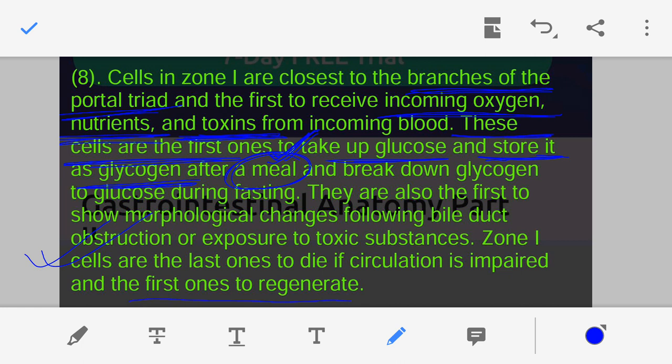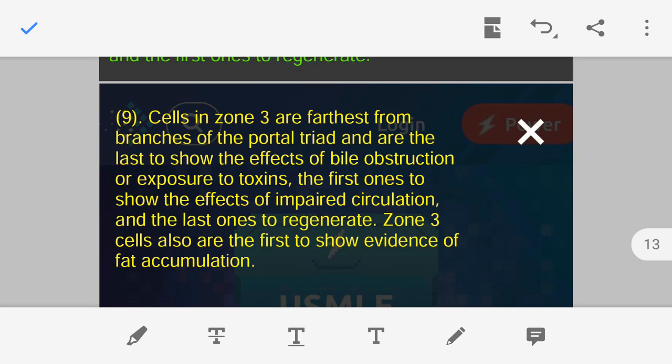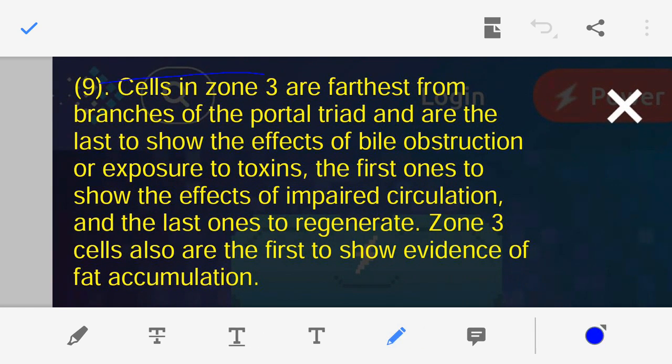And first one to regenerate. So when the normal blood circulation is established, they are again going to regenerate. That is the meaning of this 8th point. So this 8th point is about the characteristics of zone 1 cells. Now moving on to the 9th point. Here in this point, we are discussing cells of zone 3.